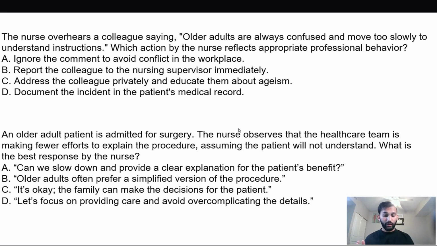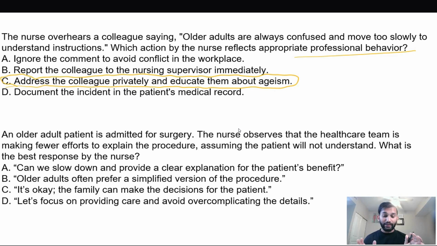We have a nurse who overhears a colleague saying older adults are always confused and move too slowly to understand the instruction. Which action by the nurse reflects appropriate professional behavior? Now, this question is straightforward. If you look at all the options, A, B, C, and D, I'll give you a sec to pick up. Okay? So, in this one, our answer would be option C. We want to address the colleague privately and educate them about ageism.